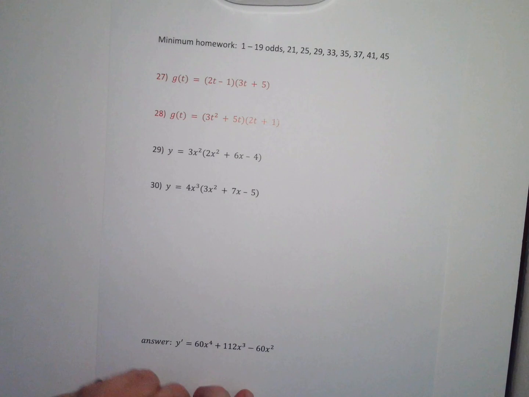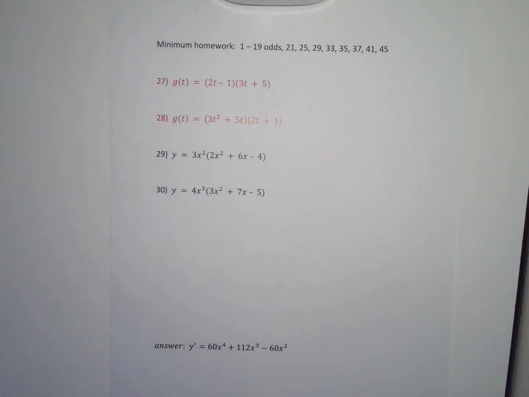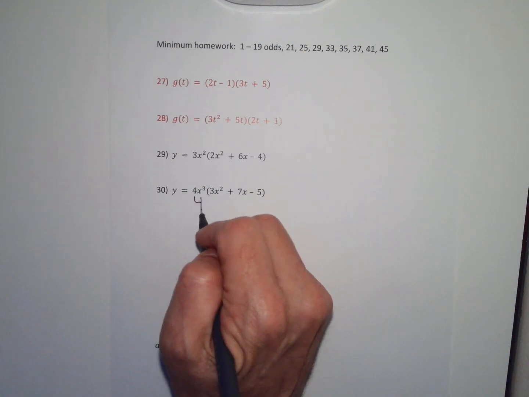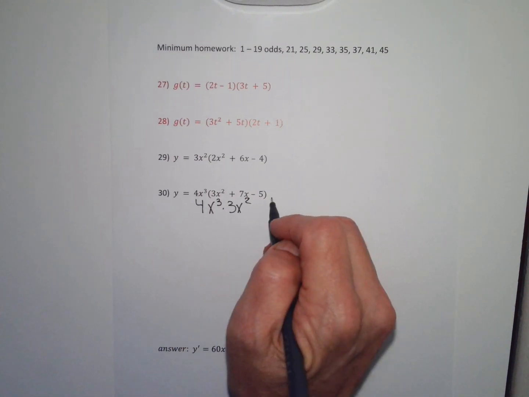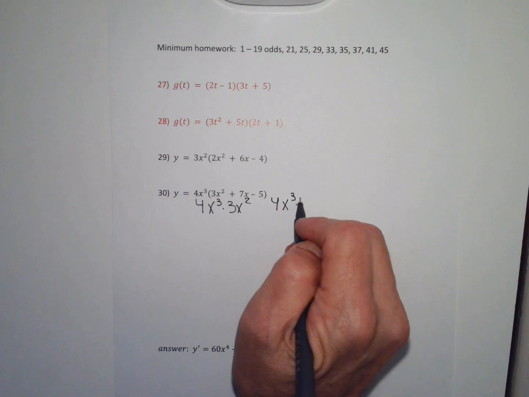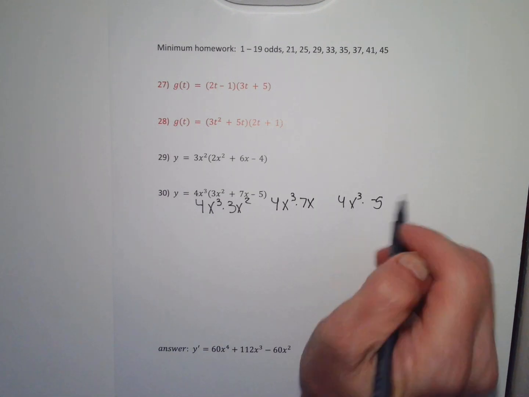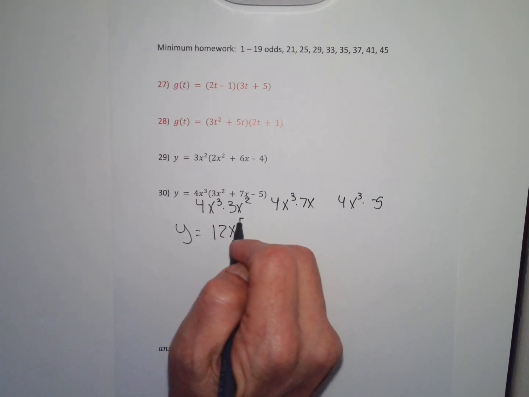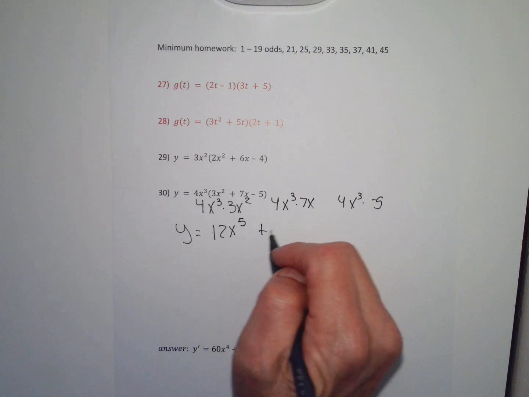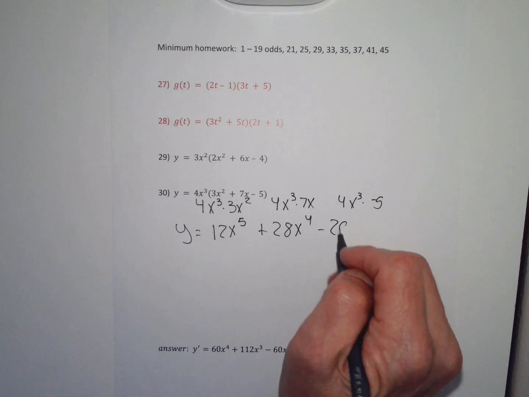I suggested skipping 27 and 28, but you're free to do 27 if you care to. I'm going to do 30 and get rid of the multiplication by doing 4x cubed times 3x squared and 4x cubed times 7x and 4x cubed times minus 5. So the rewrite of this problem is going to be 12x to the fifth, that's what the first multiplication simplifies to, plus 28x to the fourth, that's what I get for the second multiplication, minus 20x cubed.